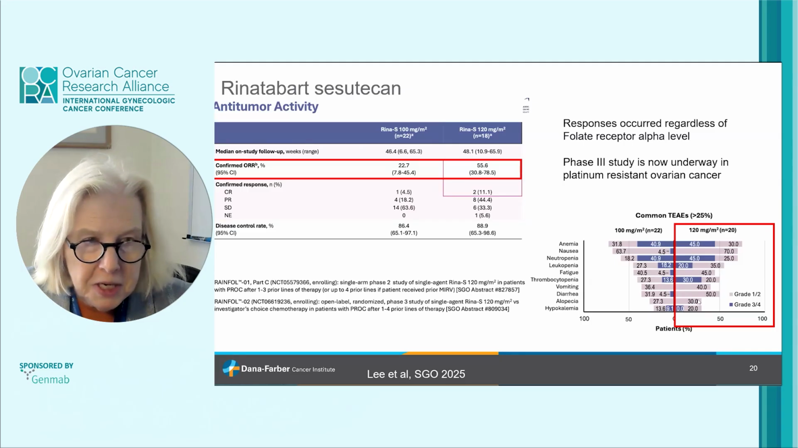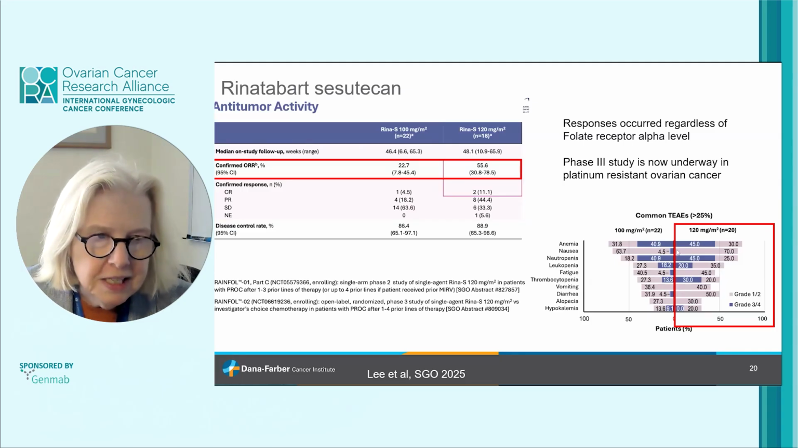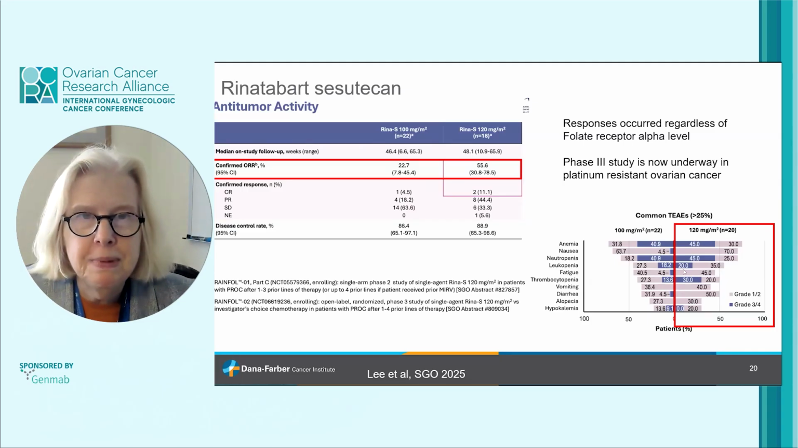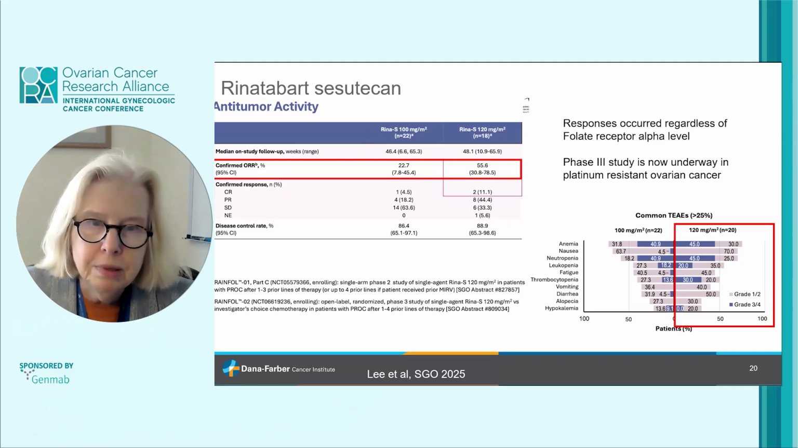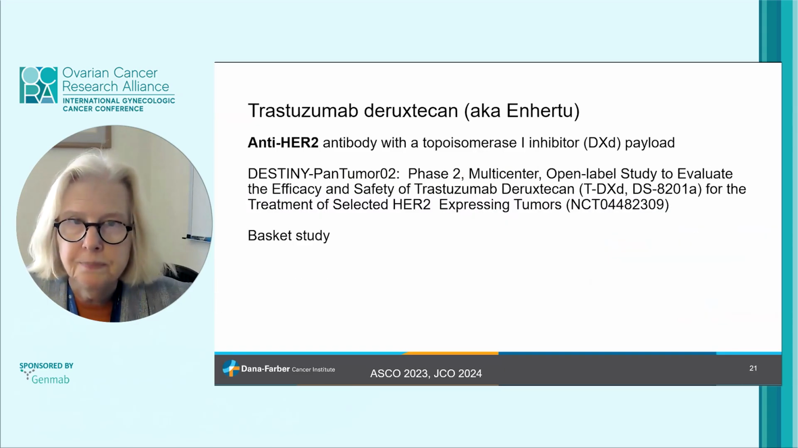On the right bottom here, these are side effects, and the side effects are different because the payload's different. There's some hair loss. There's more drop in blood counts. There's also gastrointestinal toxicities, but really hair loss and drop in blood counts are the main side effects.